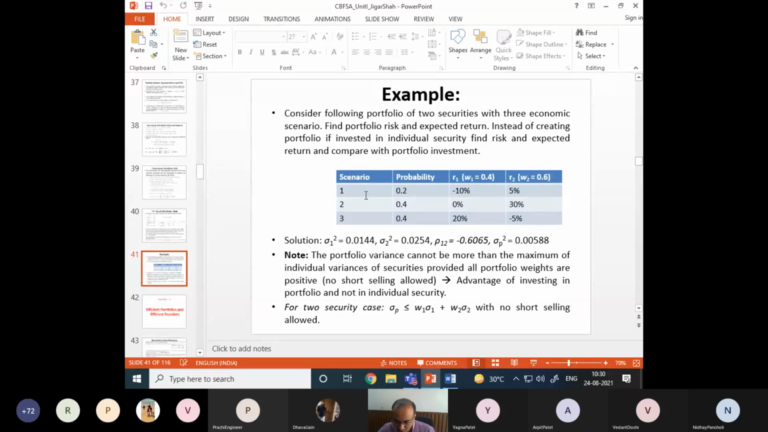So here we have given three economic scenarios and their probabilities, and we have given the return of security 1 and security 2 under three different circumstances. And their weights in the portfolio are 0.4 and 0.6, so the summation of weights is equal to 1. And we have to find the risk associated with security 1, the risk associated with security 2, the portfolio risk, and the correlation coefficient between security 1 and security 2.